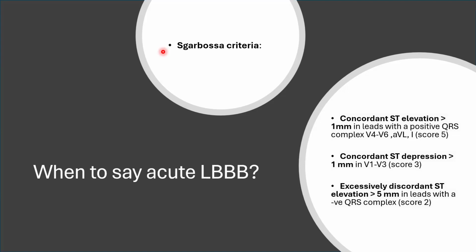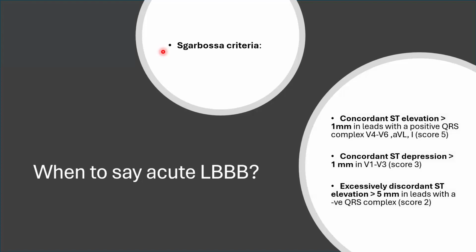These criteria include a concordant ST elevation of more than 1 millimeter in leads with a positive QRS, where concordant means it goes the same way as the lead. So if the lead is positive and you have an ST elevation, we call this a concordant ST elevation, and it has to be more than 1 millimeter. Of course, in the left bundle branch block, the leads that have a positive QRS are V4 to V6, aVL, or lead 1. Or you can find a concordant ST depression of more than 1 millimeter in V1 to V3, and this takes 3 points.